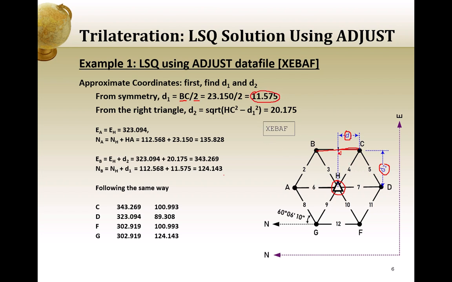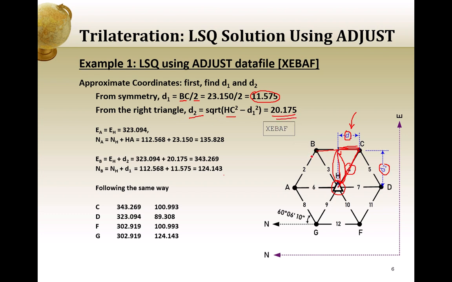What about D2? If you take this right triangle, we have HC, which is a measurement, and D1, which we just found. So we can find this distance, which is D2. D2 equals the square root of HC squared minus D1 squared, and this equals 20.175.